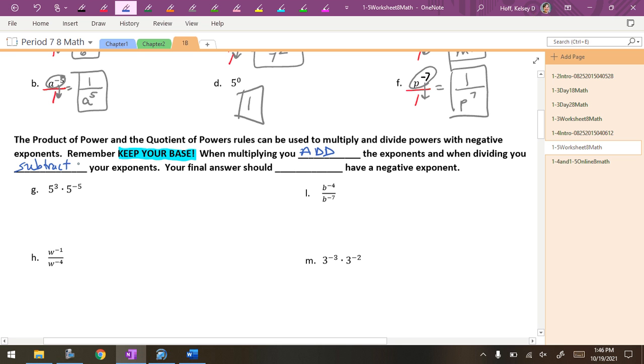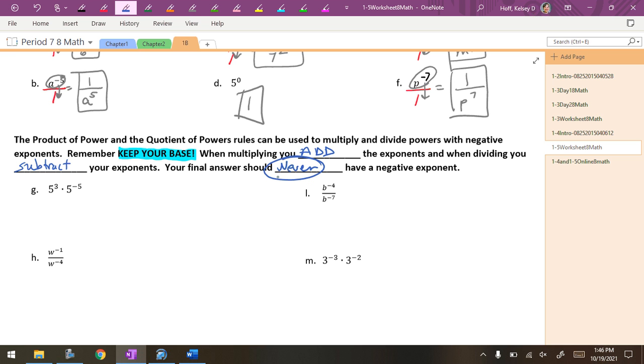The only difference is at the very end of your problem, your final answer should never have negative exponents. So when you're done multiplying and dividing or adding and subtracting, you stop and you look at it and you say, like, do I have negative exponents? If you do, you have to take care of them. If not, you're done.